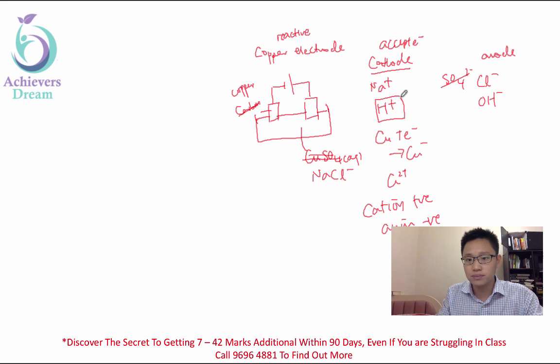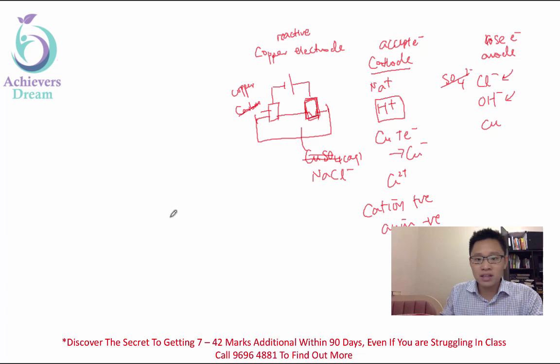So right now you apply selective discharge, and H+ gets discharged. At the anode, what happened? At the anode you're supposed to lose electrons, but instead of chlorine or hydrogen, copper loses electrons. Copper metal reacted. That's why it dissolved.